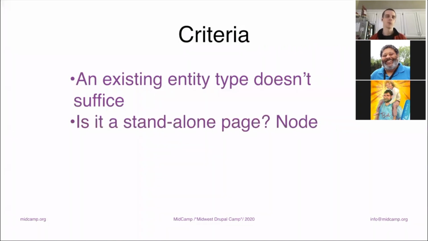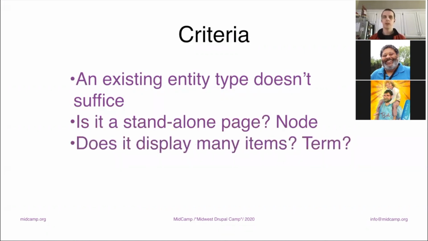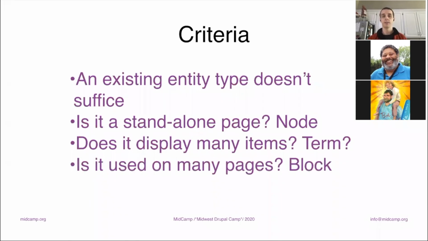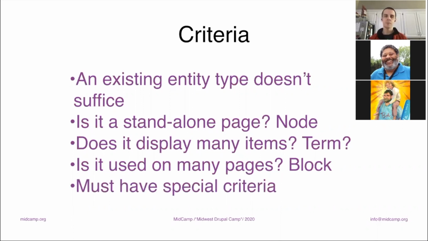So ask yourself some questions. Is it a standalone page? It might be a node. Does it display many other items together? It might be a term or a view, right? Is it used on many pages independently? It might be a block, right? So whatever the case, just make sure that if you're building a new entity type, you have very specific special criteria that no other entity type is really matching for you.